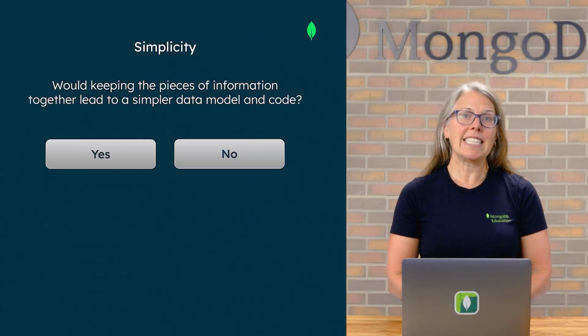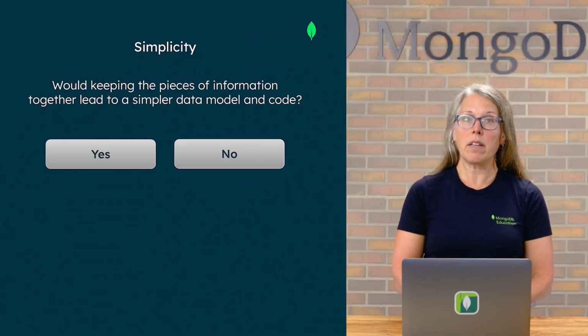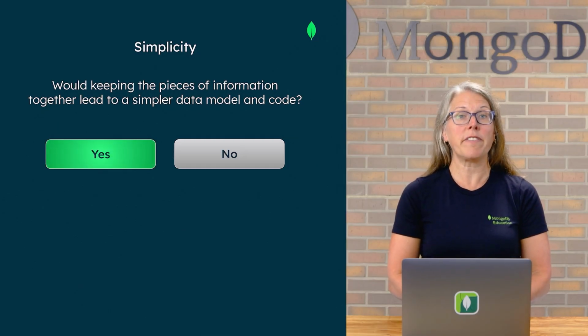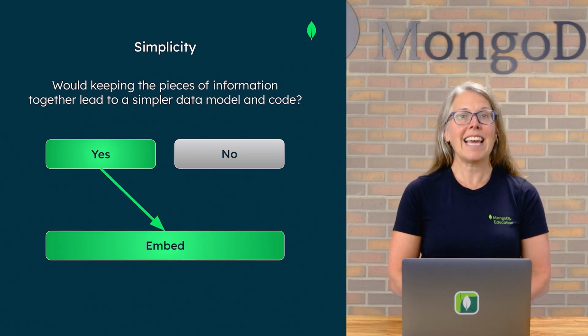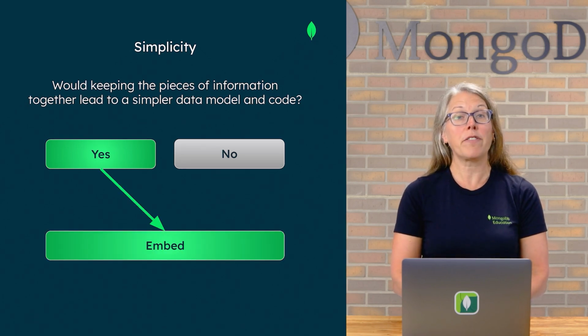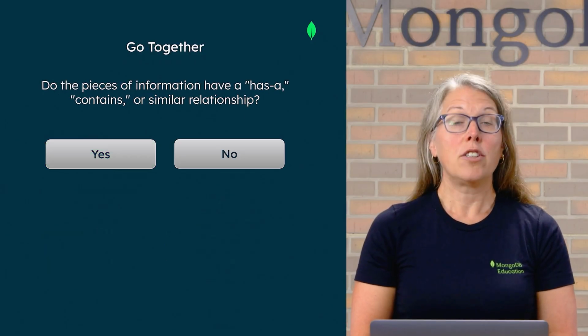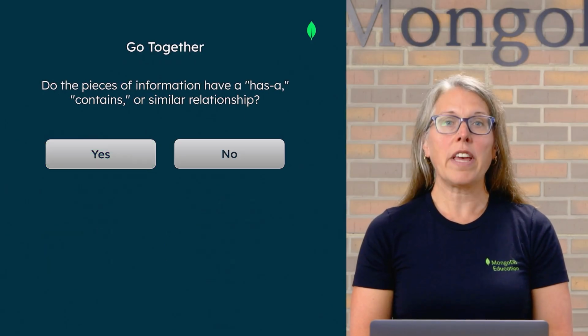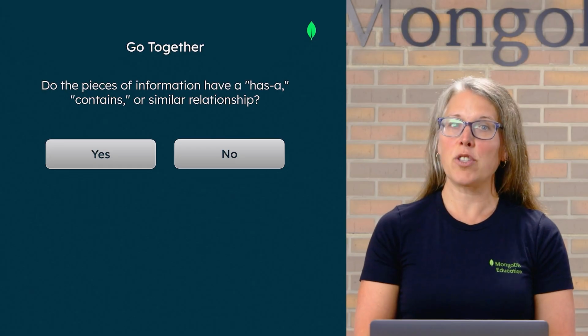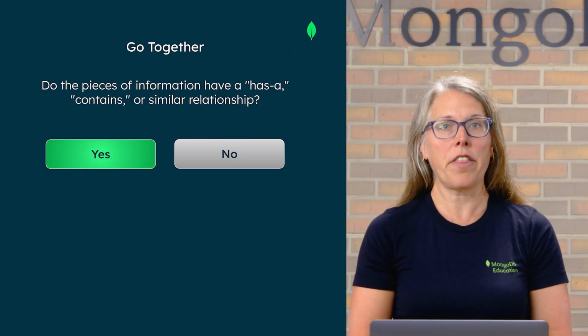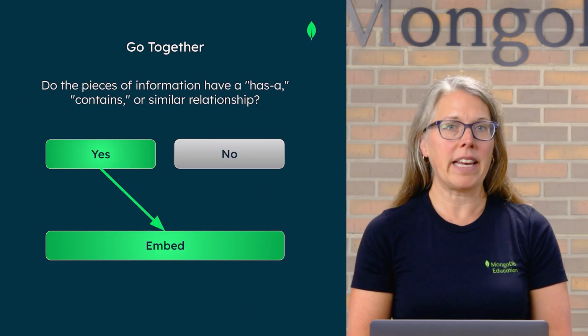Would keeping entities together lead to a simpler data model and simpler code? Yes. Collapsing book and author entities into a single document simplifies our application code. A yes answer in this case is 1 point for embedding. The second guideline is go together. Do the entities go together? Do they have a has a, contains, or go together relationship? Yes, a book has an author. This is another point for embedding.